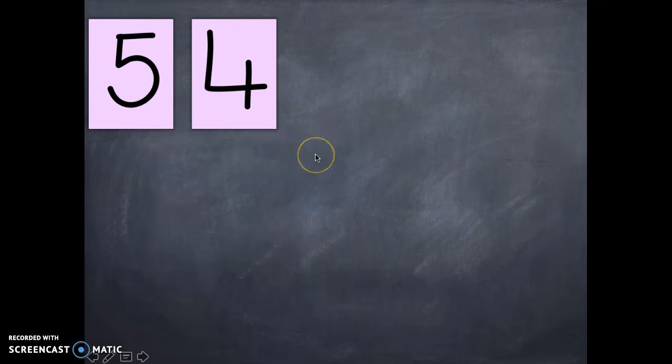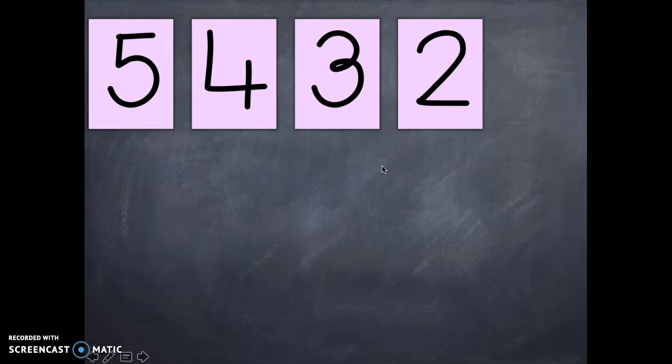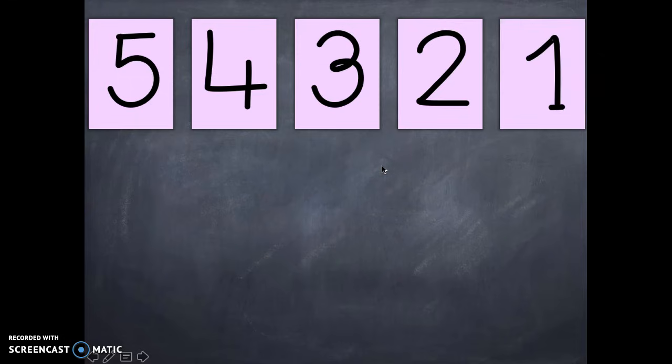What would come next, friends? Oh, good. 3, then 2, then 1. Excellent job. That was a really good challenge. I can count backwards. Let's go ahead and let's start here and let's count backwards all the way to 1. Go for it, friends. 5, 4, 3, 2, 1.